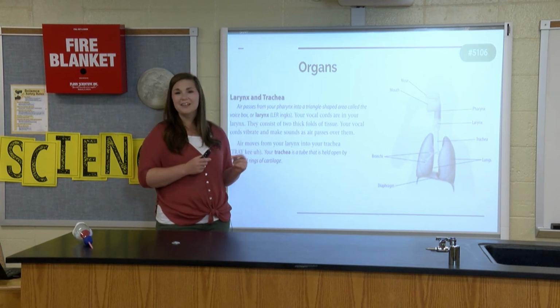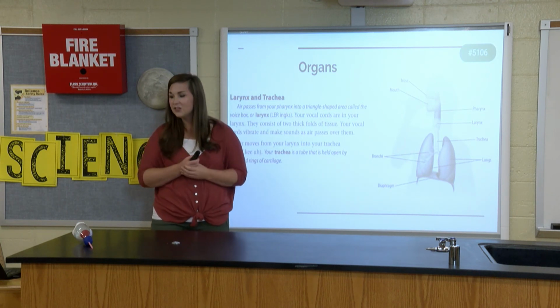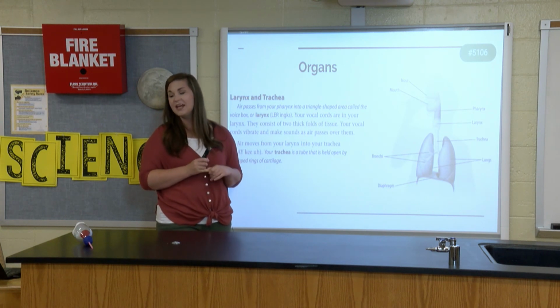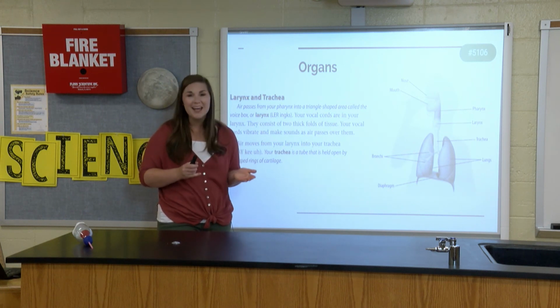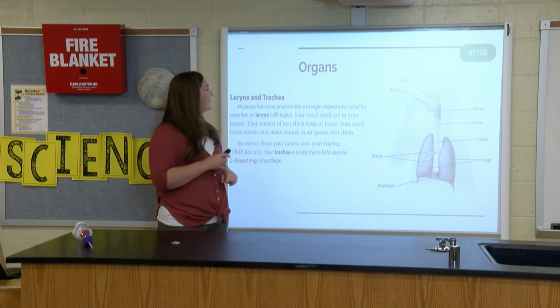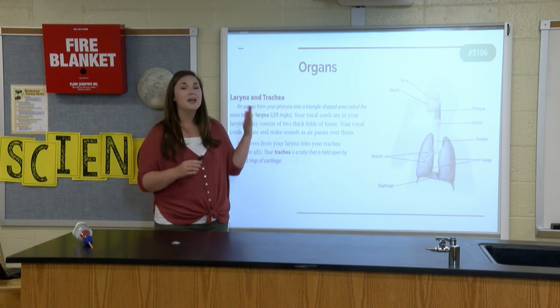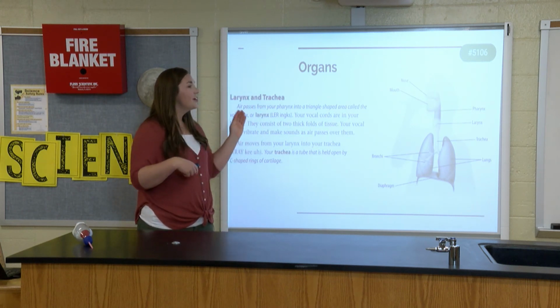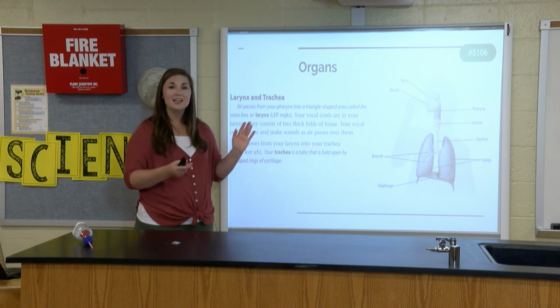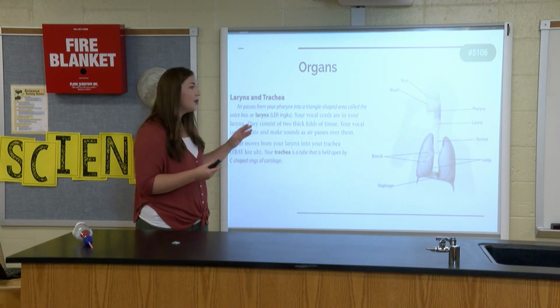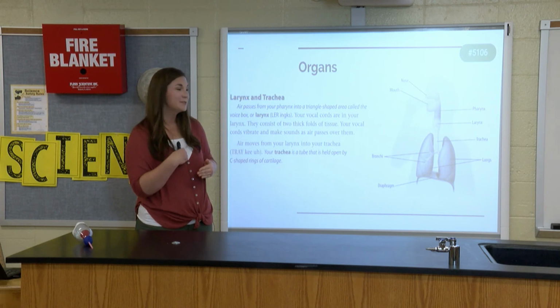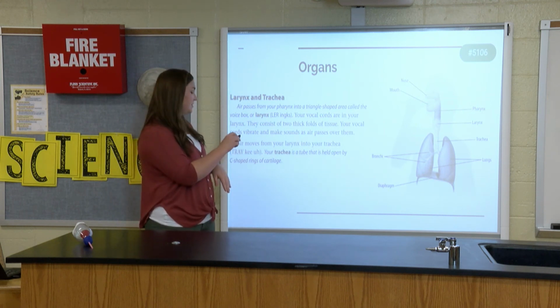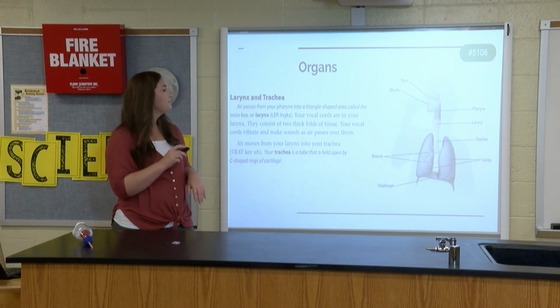Air moves from your larynx into your trachea, and your trachea is a tube that's held open by the C-shaped ring of cartilage. Okay, so starting with mouth and nose, when you breathe in, air goes through the pharynx. The pharynx lets only air through over your larynx, which is your voice box. And then we're going to move into the trachea.